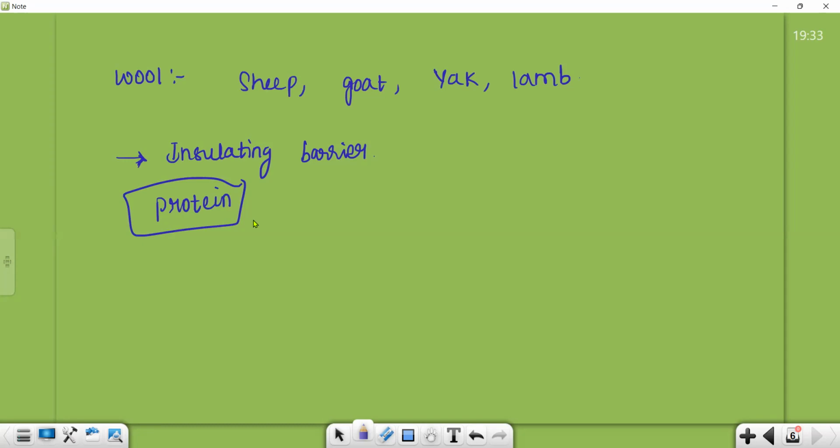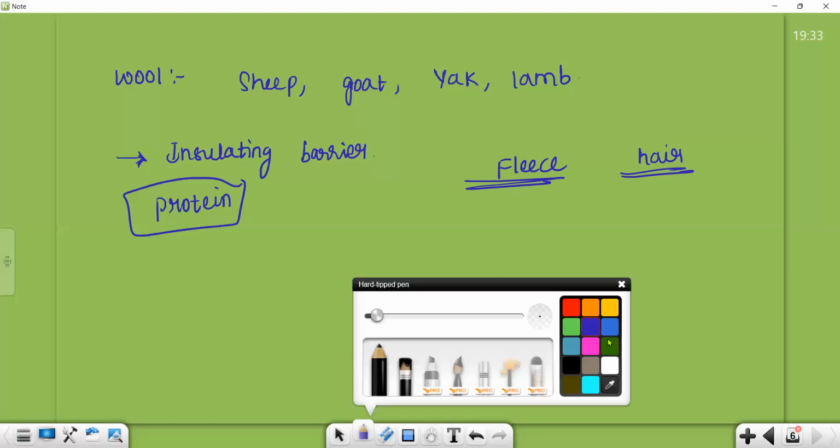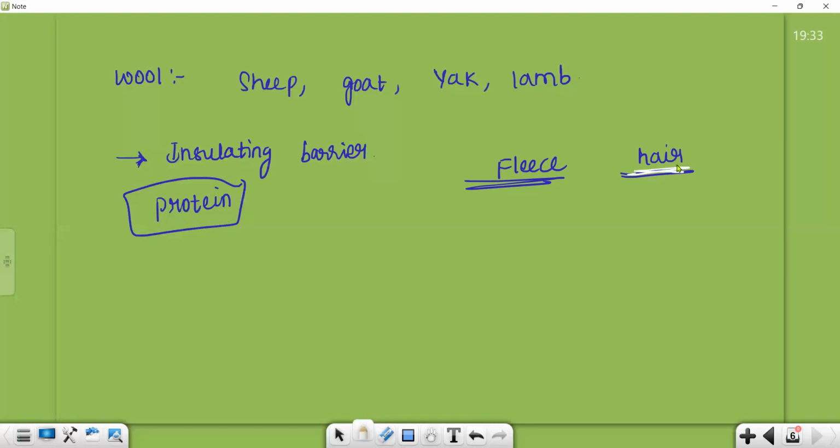So mostly, as you said, wool can be from sheep, goat, alpaca, vicuna. So what is the difference between fleece and hair? Ma'am, fleece means the coarse beard hair along with the soft underhair, whereas hair means only coarse beard hair. Fleece is the covering of wool on a sheep, which is used to make clothes, whereas hair is thin thread-like structures from the skin.